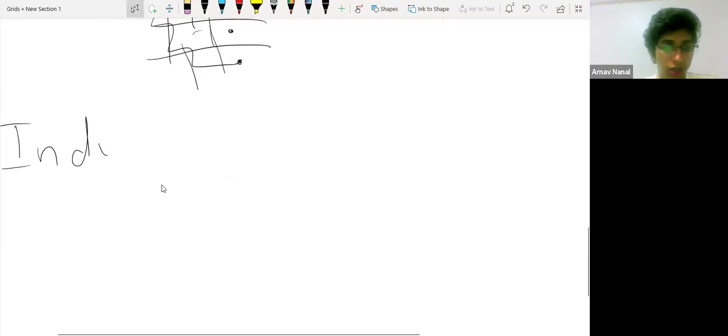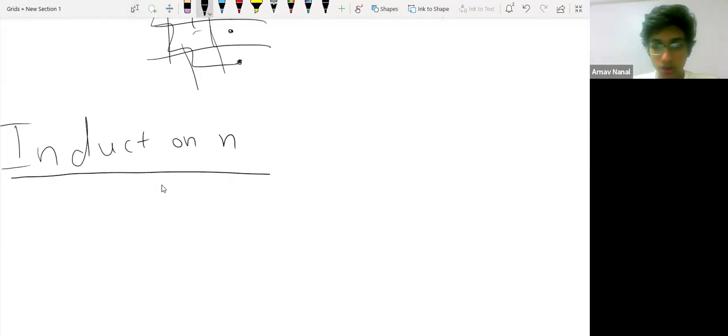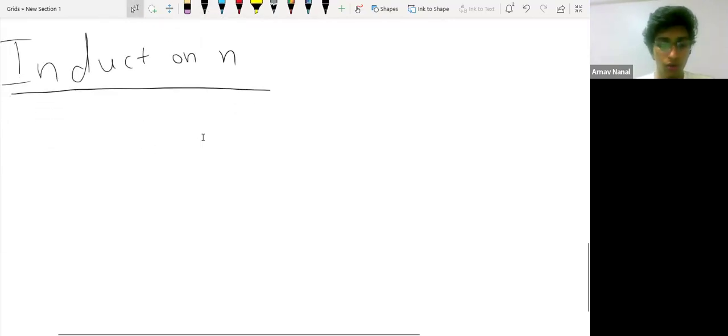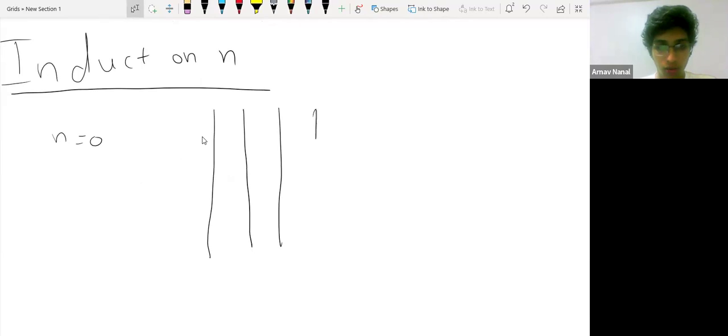Okay, so we need to induct on n, obviously, like someone said. So what is the base case? n equal to 0 is the base case. Can you try tiling for a 5 cross 5 grid?